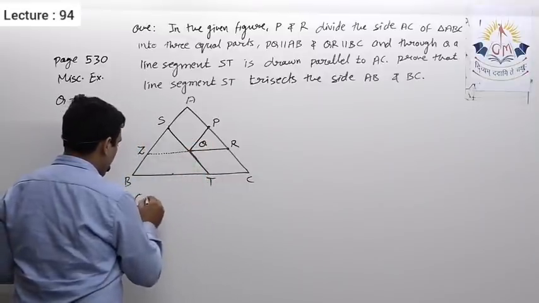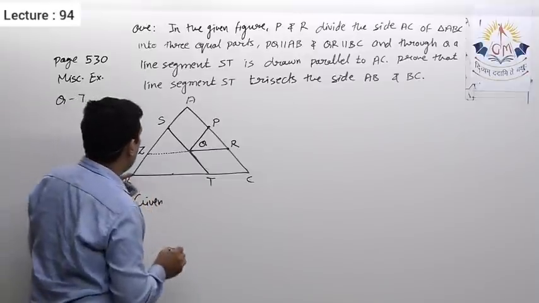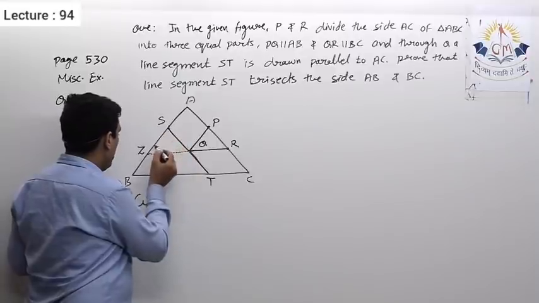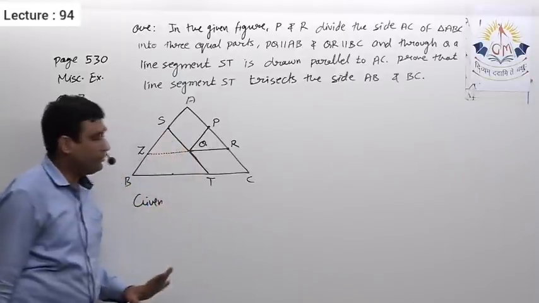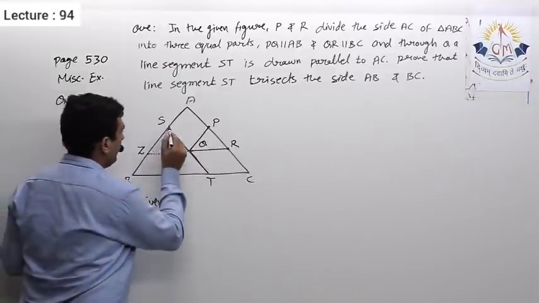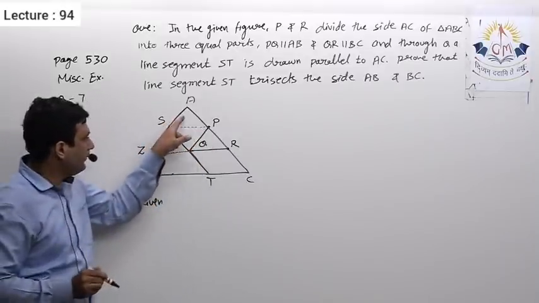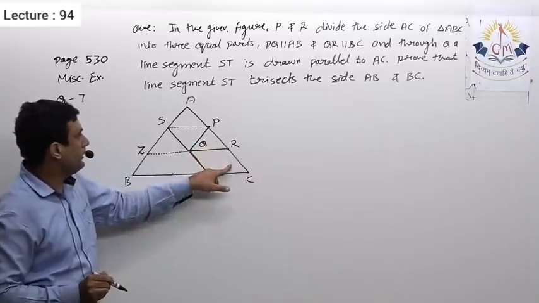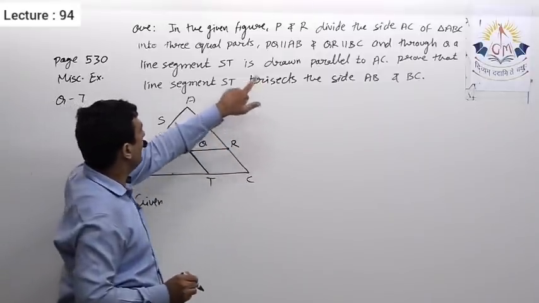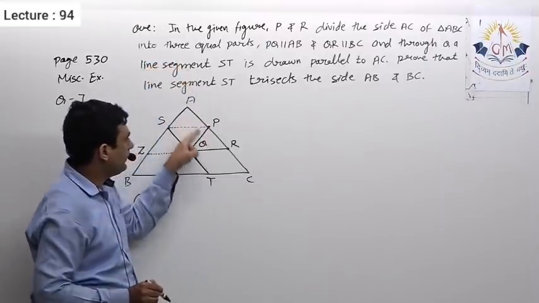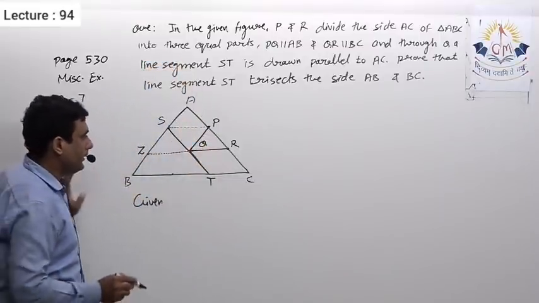Okay, so what we have to prove is AS equal to SZ equal to ZB. Suppose I join SP. Here it is given AP equal to PR equal to RC, isn't it? It is given that P and R divide the segment AC into 3 equal parts. That means AP equal to PR equal to RC is given.